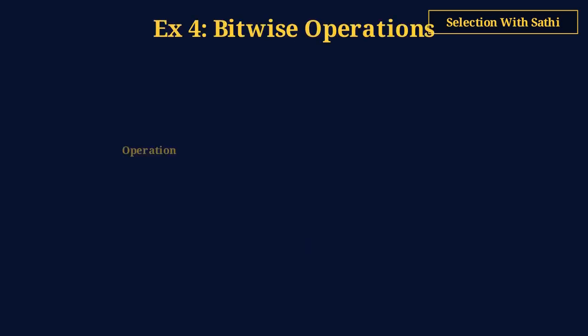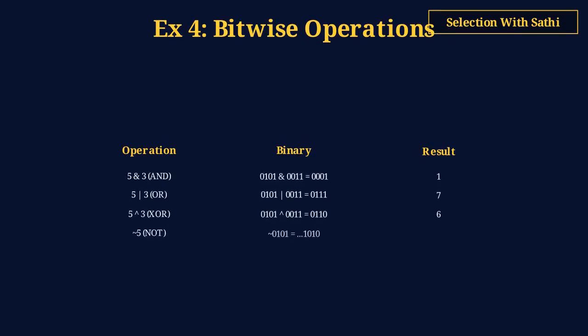Fourth example, bitwise operations. Let's take 5 and 3. In binary, 5 is 0101 and 3 is 0011. Bitwise and: 0101 and 0011 equals 0001, which is 1, and gives 1 only when both bits are 1.